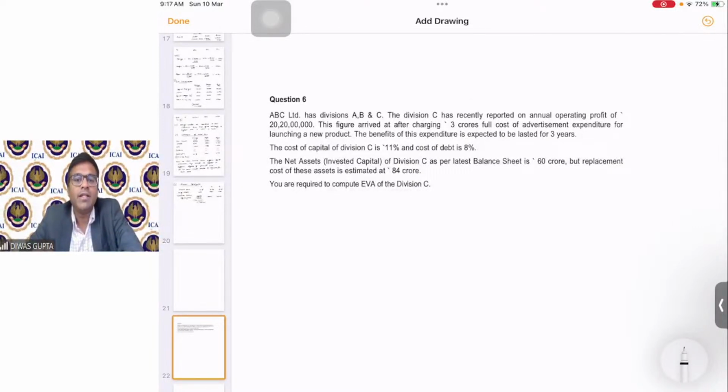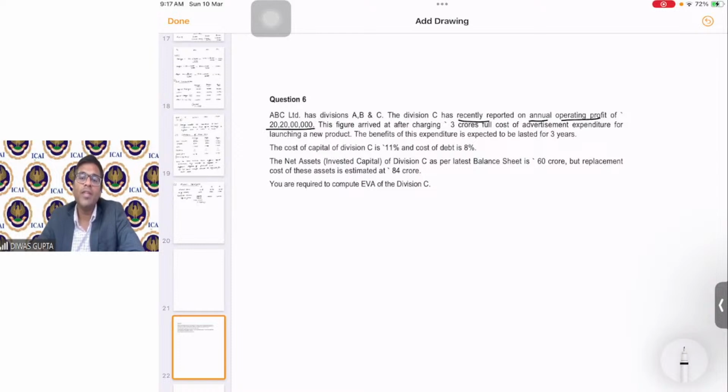ABC Limited has divisions A, B, and C. As the name suggests, A, B, and C are the three divisions. Division C has recently reported an annual operating profit, focus on each and every word, of rupees 20 crore 20 lakhs. This figure is arrived at after charging 3 crores as the full cost of advertisement for launching a new product.